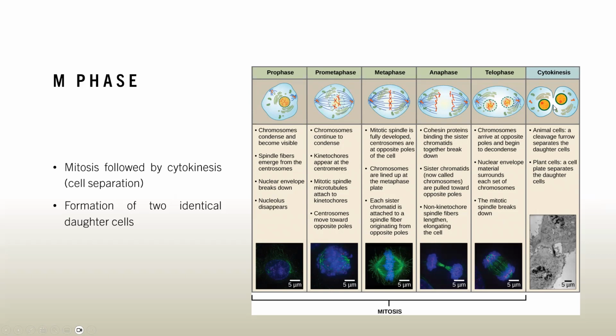Finally, there will be cytokinesis. And over here, the cytoplasm is going to be distributed equally between the two daughter cells. So here we are concerned with the animal cell at the moment. A cleavage furrow separates the daughter cells.